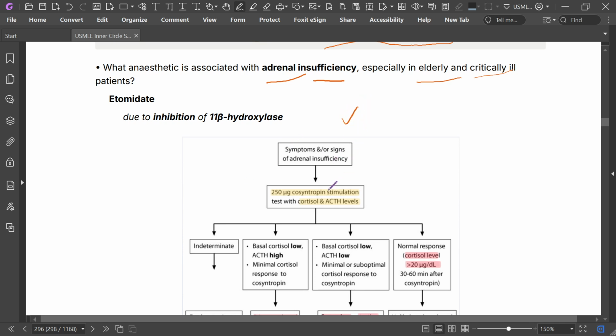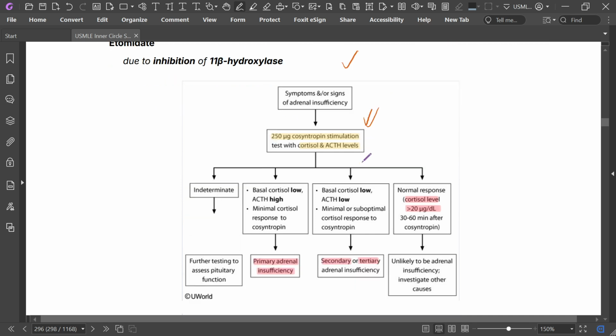What are the tests for adrenal insufficiency? If there is suspected adrenal insufficiency, you do a 250 microgram cosyntropin stimulation test with cortisol and ACTH levels. If it is intermediate, do further testing to assess pituitary function. If cortisol is low and ACTH is high, it is primary adrenal insufficiency.